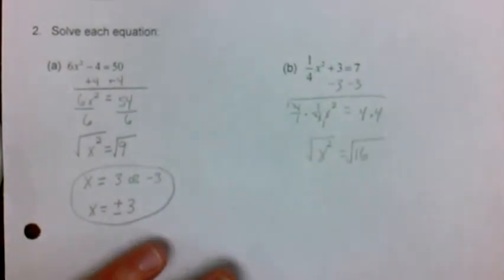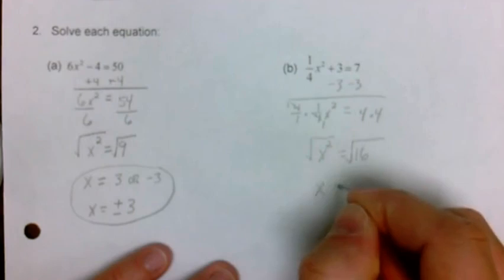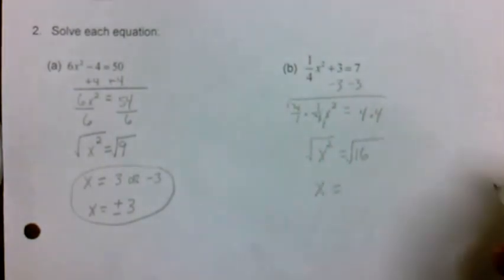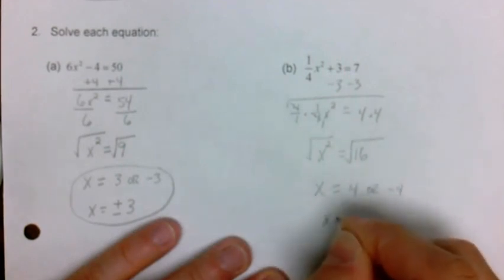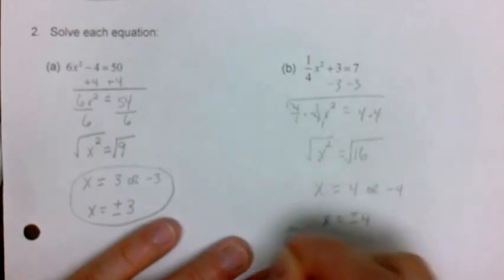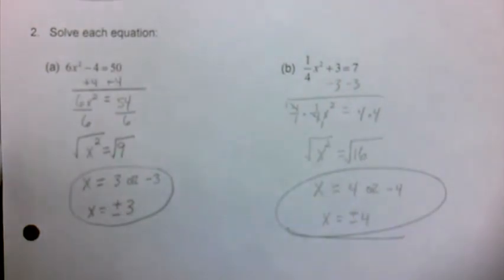Now take the square root of each side to get x's value. Square root of x squared is x. And the square root of 16 could be 4, or it could be negative 4. X equals positive or negative 4 as your solution to this equation.